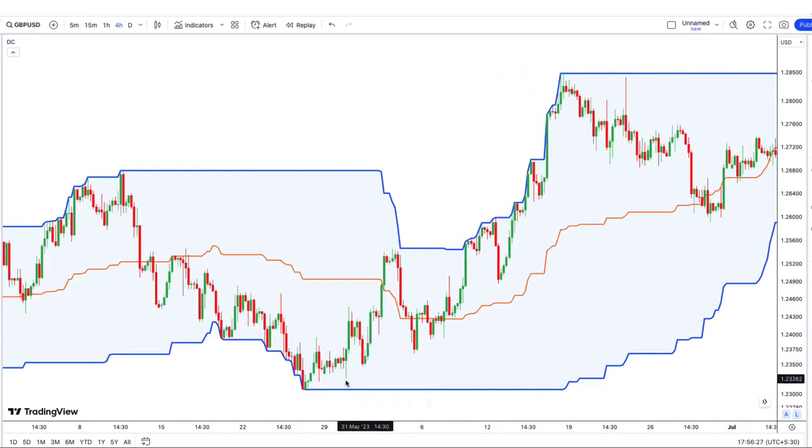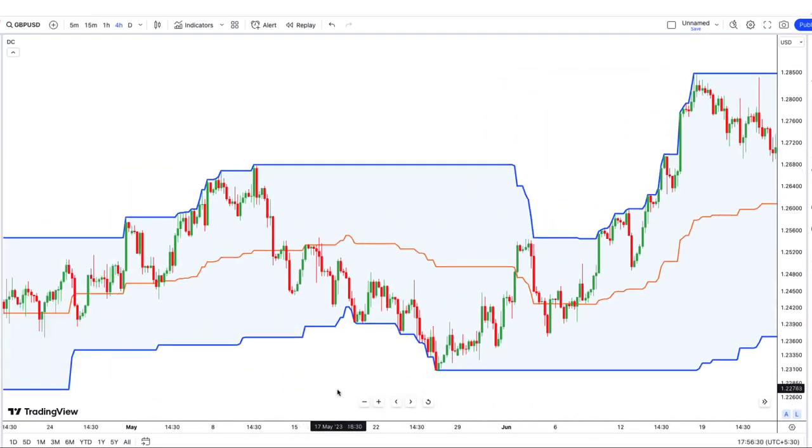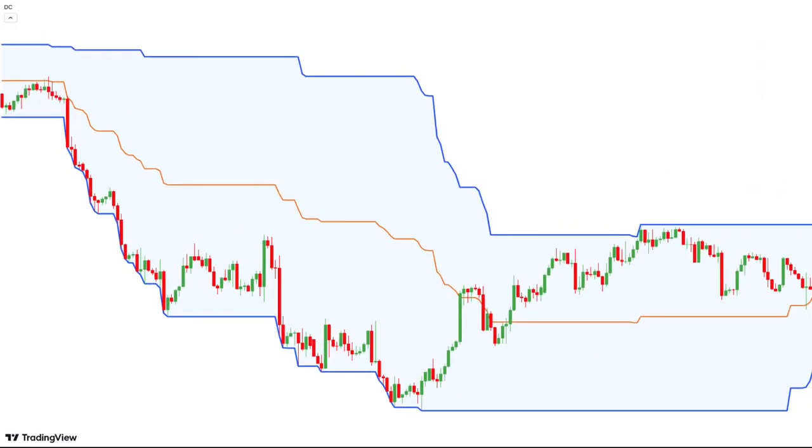Let's first understand how we will be reading the indicator. The Donchian Channel Indicator consists of 3 lines. The first of which is the middle line, also known as the median line or the center line. This line represents the average of the highest high and the lowest low over a specific period. It acts as the baseline for the indicator and helps determine the overall trend of the market.